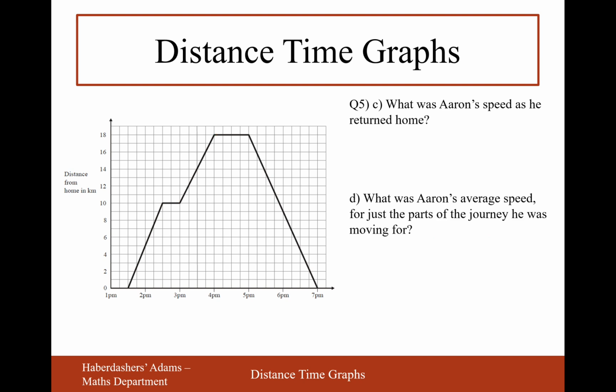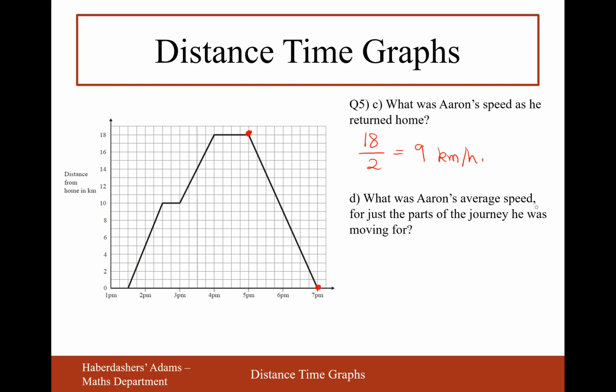And moving on to part C now. What was Aaron's speed as he returned home? Well, as he returned home, he travelled from 18 kilometres away to 0 kilometres away. And at this time here, that was perfectly at 5 o'clock. So that's taken him 2 hours to do that. 18 divided by 2, that's 9 kilometres per hour.